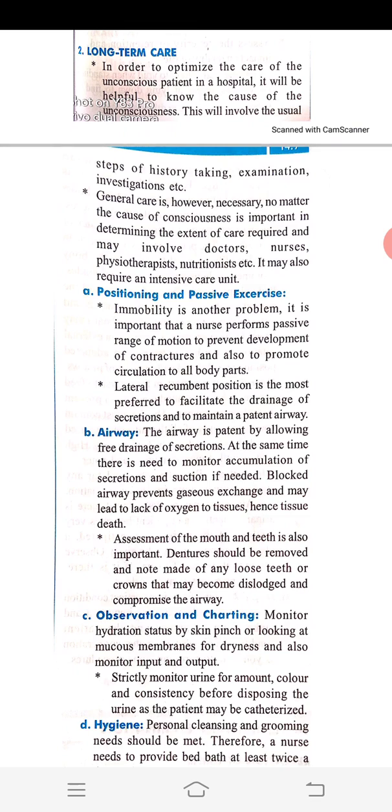So give positioning and passive exercise. Always, when the patient is unconscious, he is in an immobile stage, he cannot walk, is unable to get up from the bed, and cannot do exercise, so we provide passive range of motion to the patient with the assistance of the other health team members. Giving the recommended positions to the patient will be helpful to improve the drainage system and the release of secretions, and it will also help maintain the patient's airway.